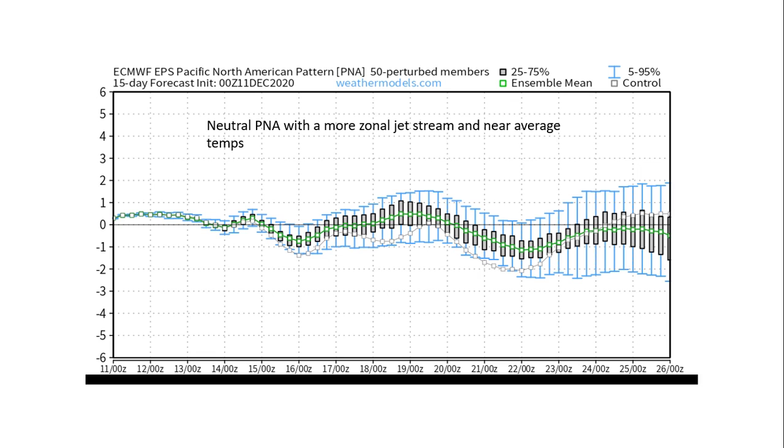And with a neutral PNA, you typically have more near average temperatures basically all the way across the country, from west to east coast, really. You would have a lack of amplification. There wouldn't be a lot of ups and downs, big ridges, deep troughs. With a neutral PNA, you'd have fast-moving systems from west to east.